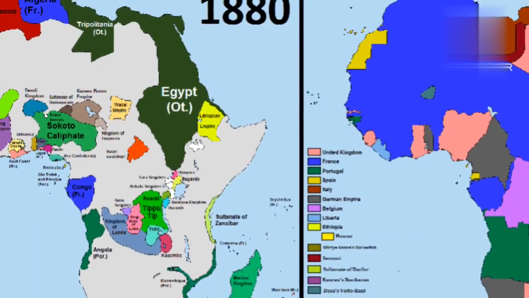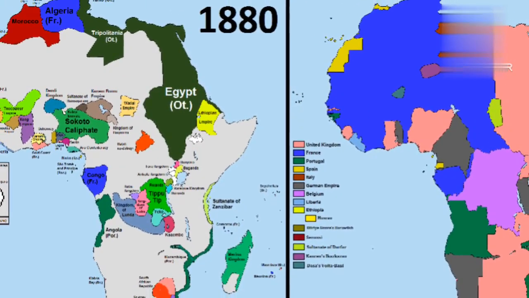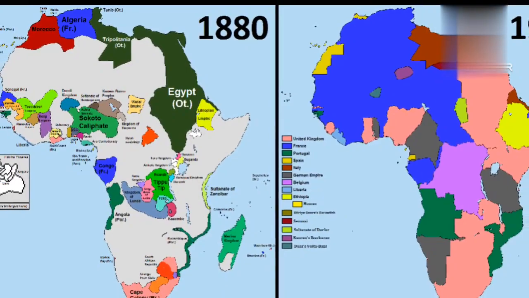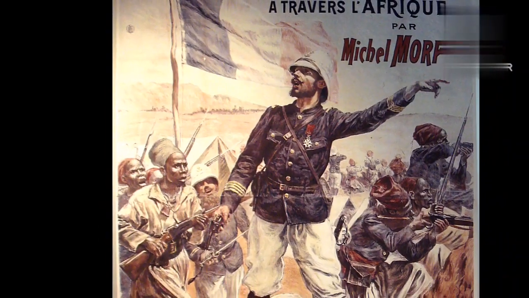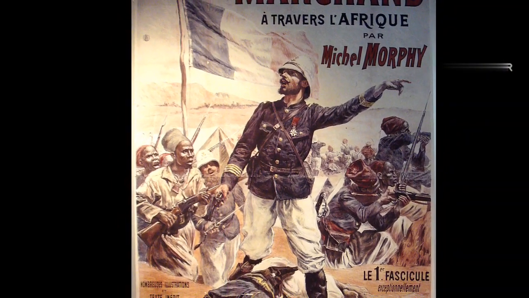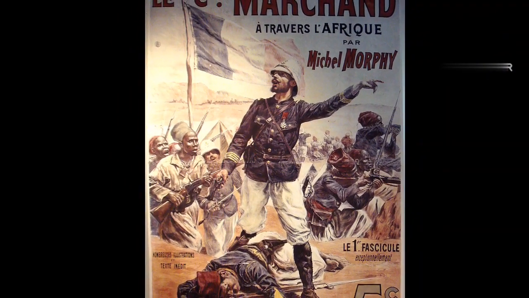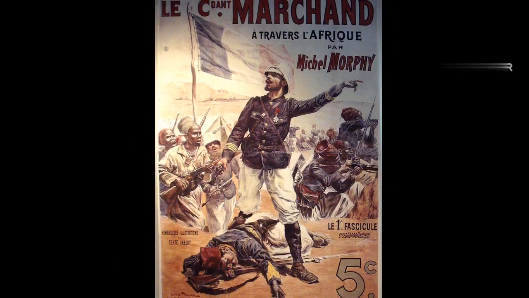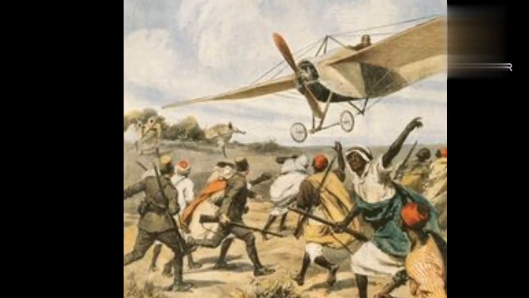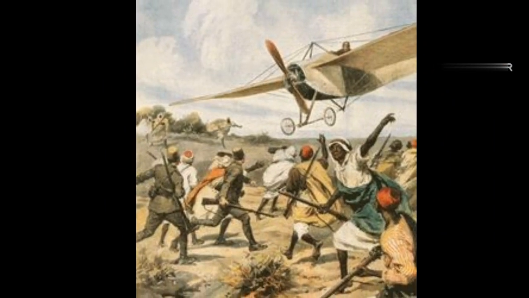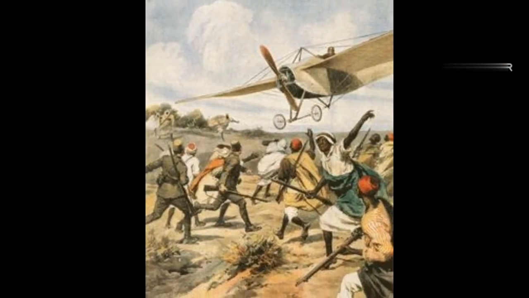The scramble for Africa, also known as the Partition of Africa, was a period of intense European colonization and annexation of African territories during the late 19th and early 20th centuries. The scramble began in earnest in the 1880s and continued until the early 1900s, with European powers carving up the continent and claiming territories for themselves. However, the exact end of the scramble is a matter of some debate.